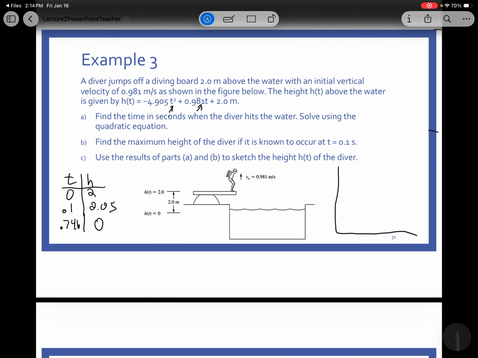So if we just plot this as a graph, and if we look at this as height versus t, we know if we start out at 2, and if we say that this is 0, we know that this point right here is 2.05. We know that that is going to occur at 0.1, and then we know that this point over here is 0.746. Therefore, we've answered the problem.